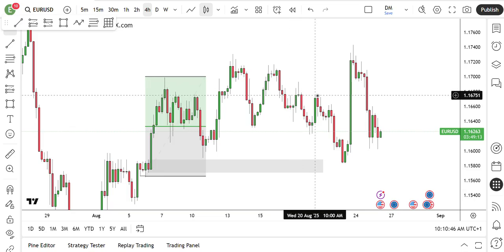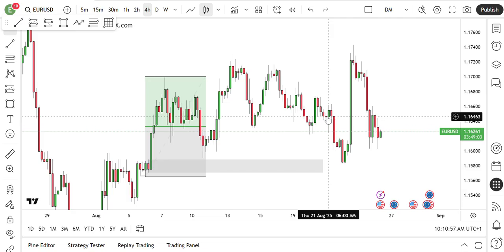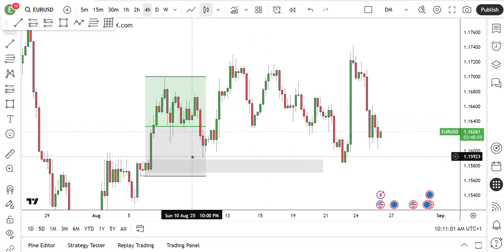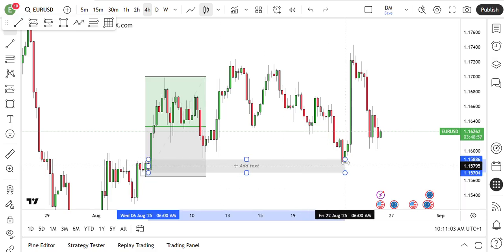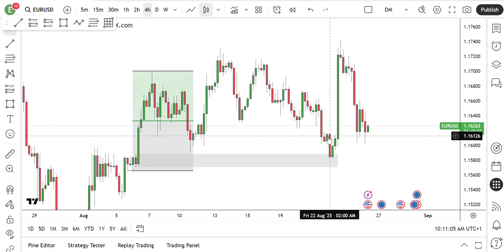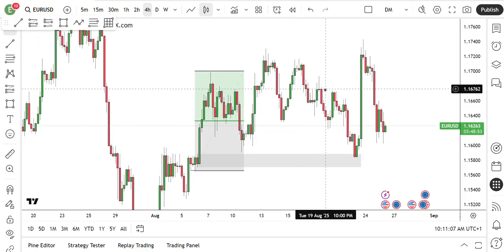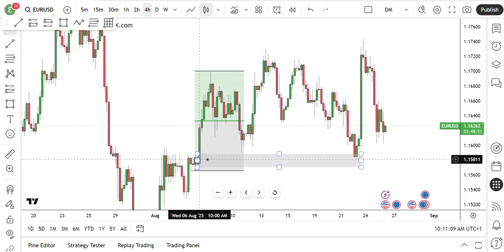You could find an entry here, and then from there, it comes down again, tests this supply, because there was a full rejection, and after the full rejection, price came there to retest it, and then it sold into the order block. So you could sell here and you could buy here.